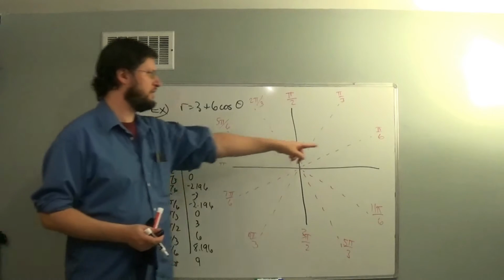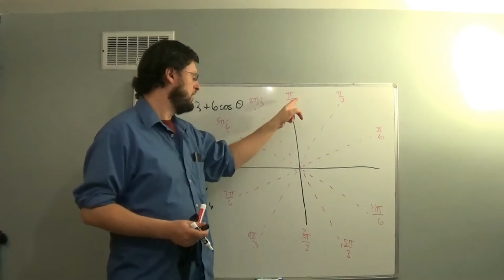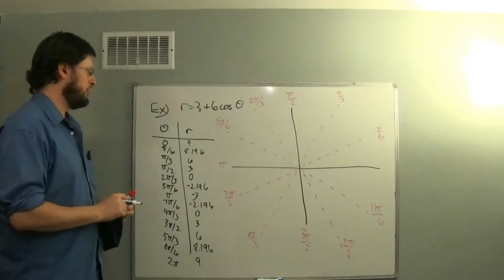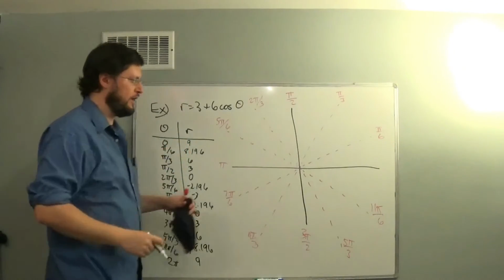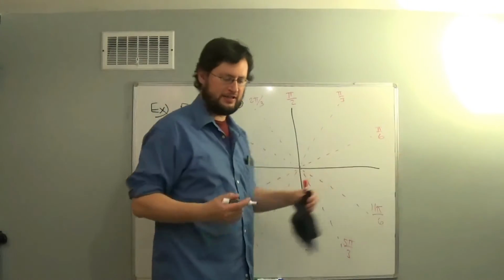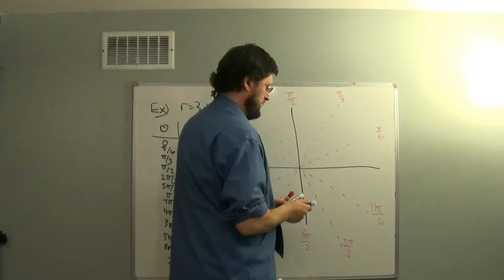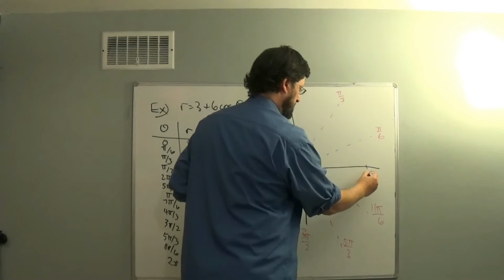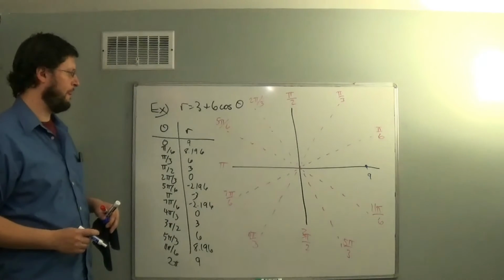Remember that pi over 6 is 30 degrees, so really these are just 30, 60, 90, 120, 150, and so on as we go through. So at angle 0, the radius is 9. Angle 0 is along the x-axis. Let's just say that this is 9 units right here, and so this is the first point, 0, 9.